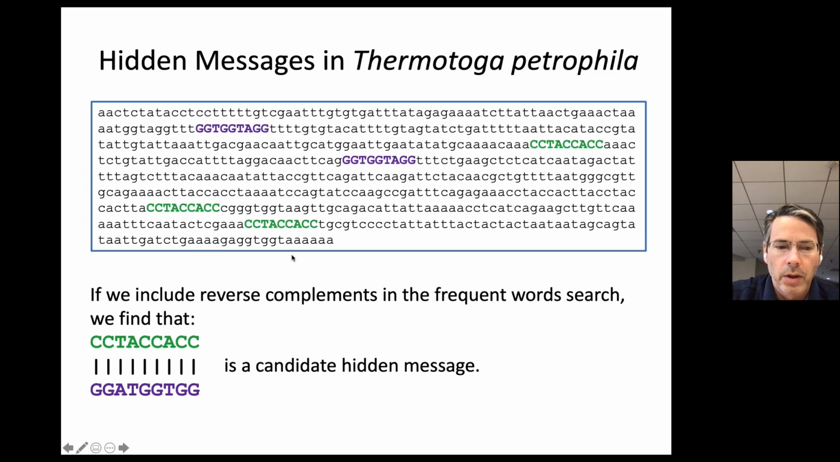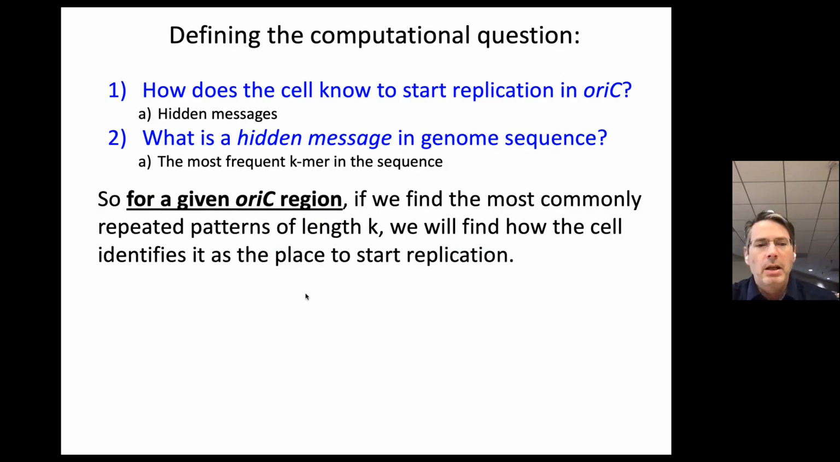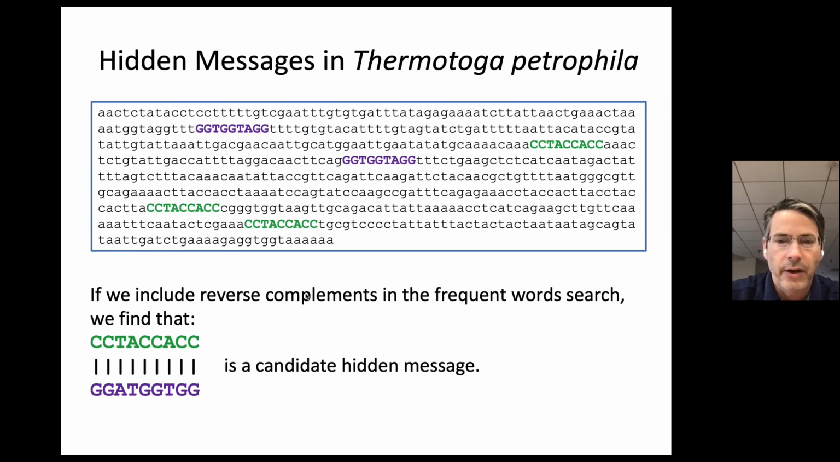One thing to recognize is that 2 of these happen to be reverse complements of each other, which is cool and helps out. But even then, going back to our original question, can we call that the hidden message? Is it unlikely? Well, we already know that seeing this 5 times, there are 1, 2, 3, 4, 5, is super unlikely. And so it has a high probability of being a binding site for DnaA in Thermotoga.